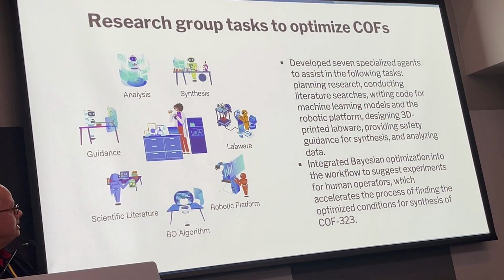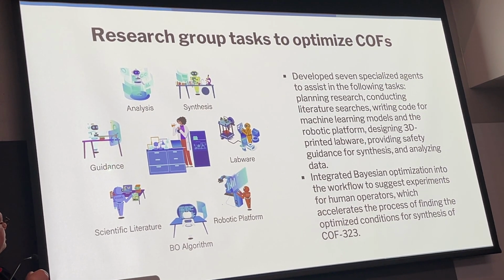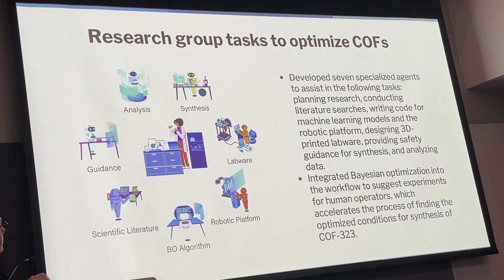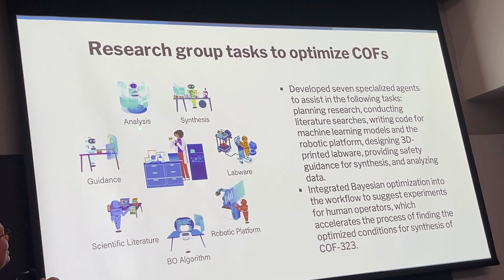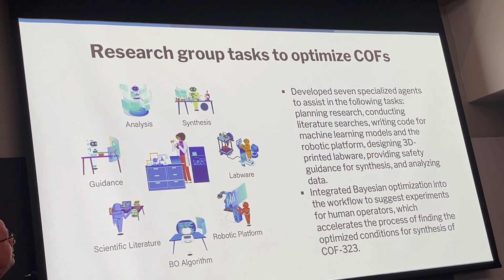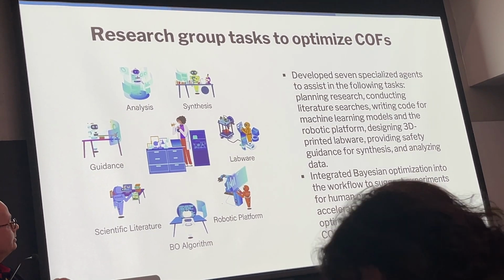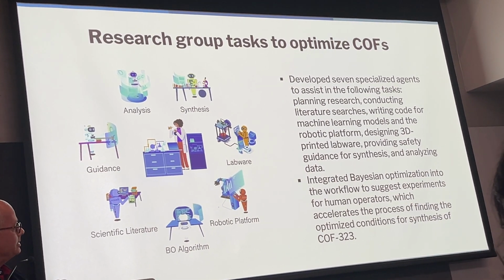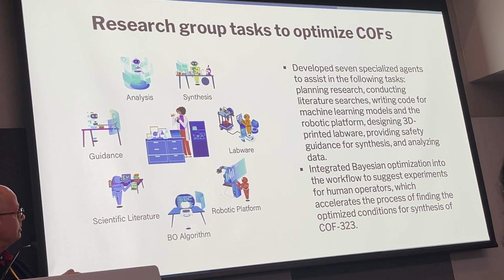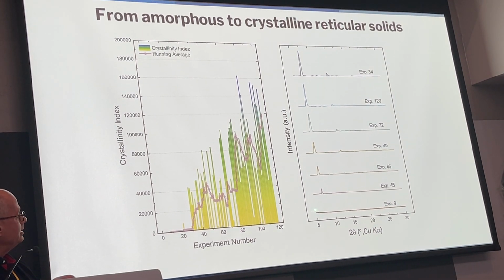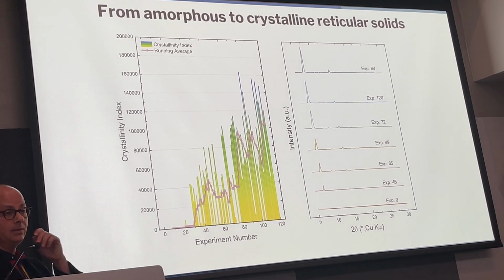And using ChatGPT as a multi-agent ChatGPT that does a lot of the stuff, like read the literature, summarize the literature, guide. This is the PI, guiding the experiment, analyze, synthesize, do the programming of the robot, and so on and so forth. Do the 3D printing of the glassware or the materials that we use for the experiment. And in doing this, the student is able to go from a non-crystalline material to a crystalline material in the course of about 84 experiments.